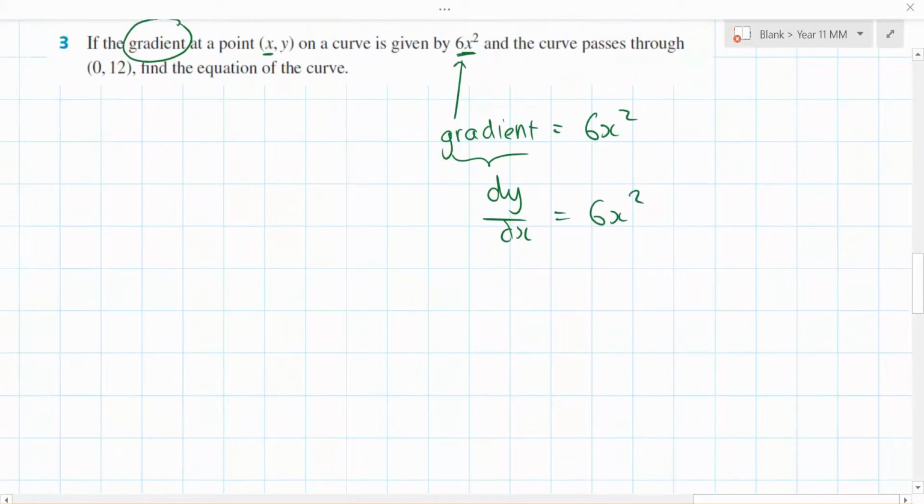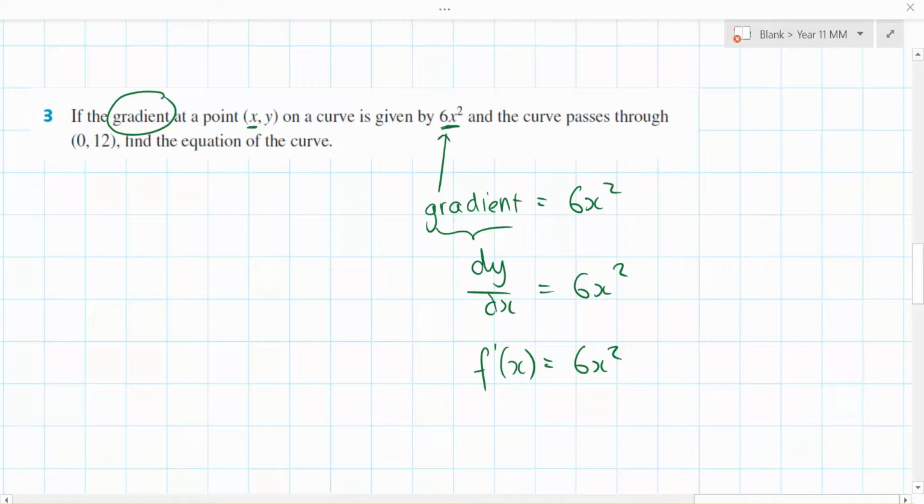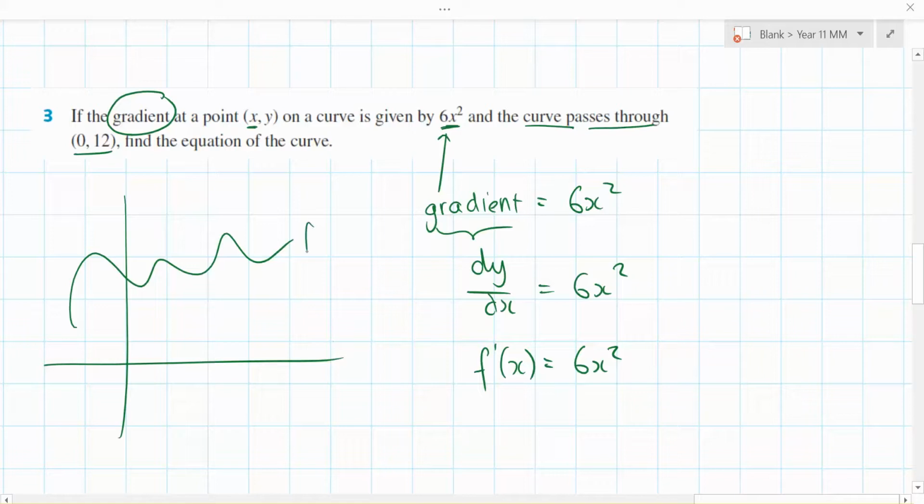True? Or if you want, you can write f dash of x equals 6x squared. Okay, that's what they've just told you. And it tells you that the curve passes through 0, 12. They had to give you a coordinate. So they're just telling you the derivative of a curve, so I don't know what the curve is. Let's say that's the curve, okay? They said the derivative, f dash of x, is equal to this. That's what they told us.